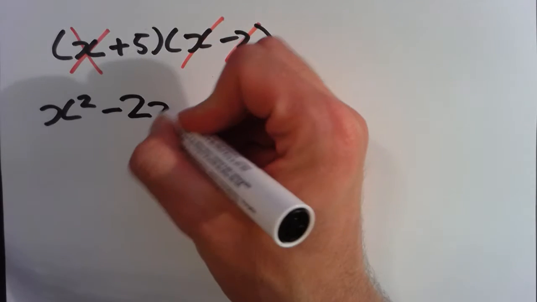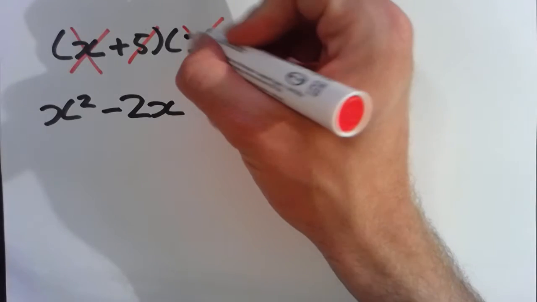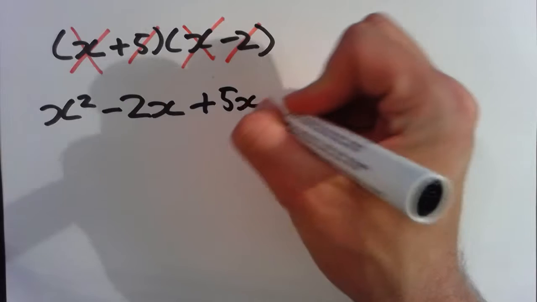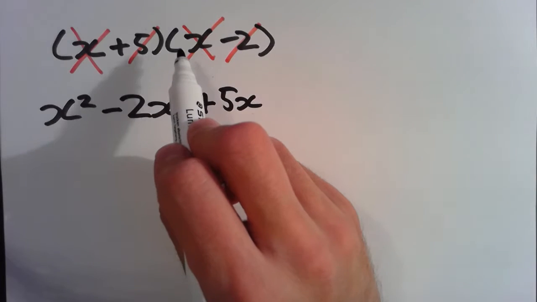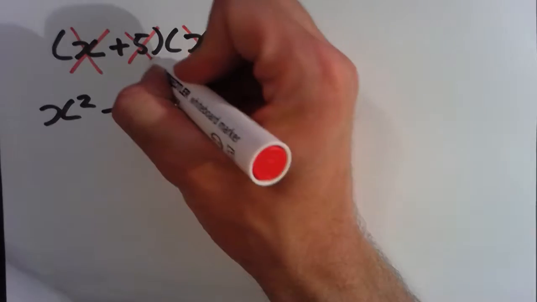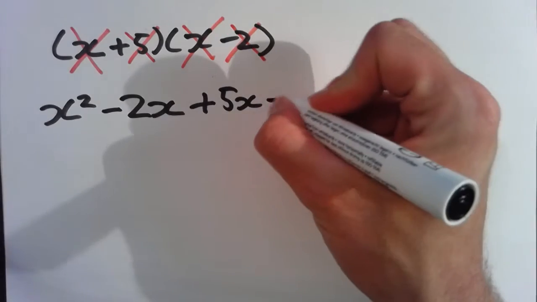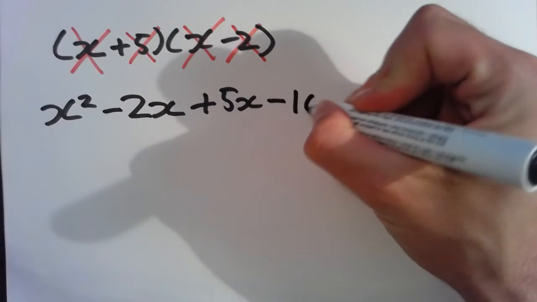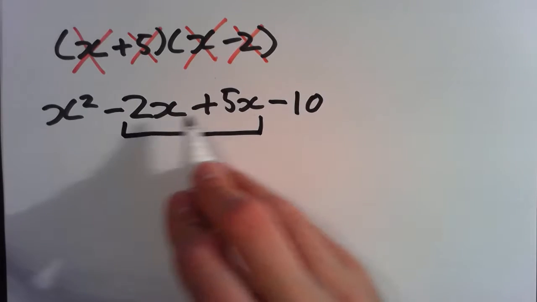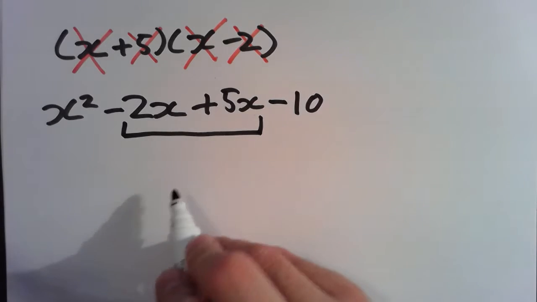Then I'm going to multiply my 5 by my remaining x on this side. 5 multiplied by x is 5x, and of course both of those are positive. If there's nothing in front of it, that means it's positive. And then finally I'll multiply 5 by minus 2, positive multiplied by a negative, so I have a negative. 5 multiplied by 2 is 10. Then I'm going to group my x terms. I've got minus 2x plus 5x, which becomes 3x.